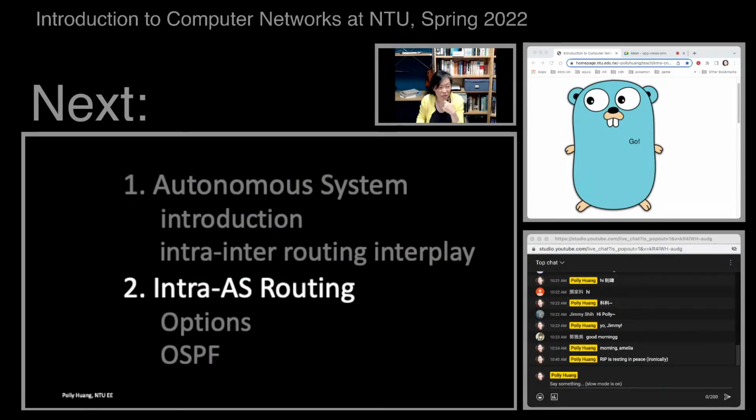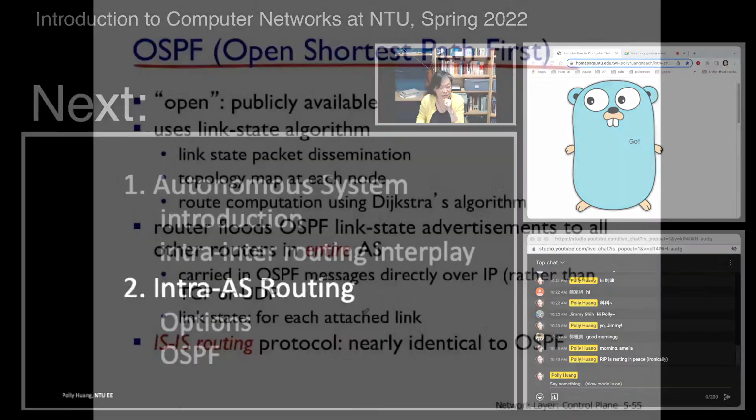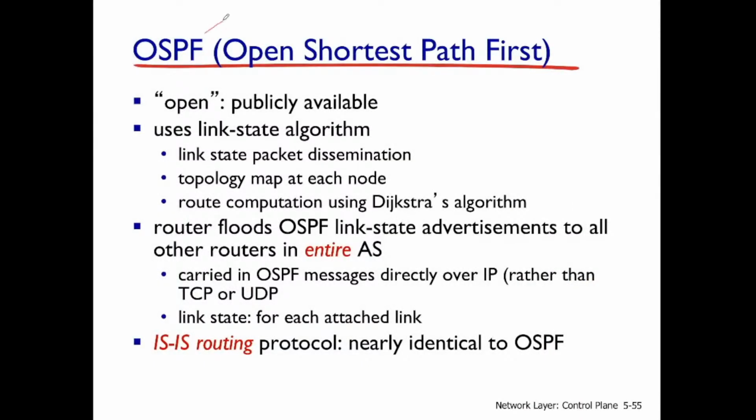All right, so with IGRP being obsolete and RIP being resting in peace, the only one that's still popular being used is OSPF. Let's speak a bit more about the most popular routing protocol here in the intra-AS category, OSPF. Open here stands for, the protocol is open source. Second, the SPF stands for the routing protocol is based on the link state principle.